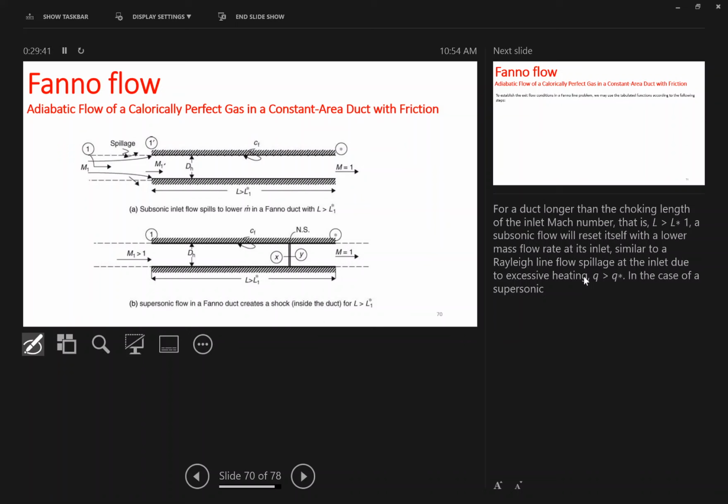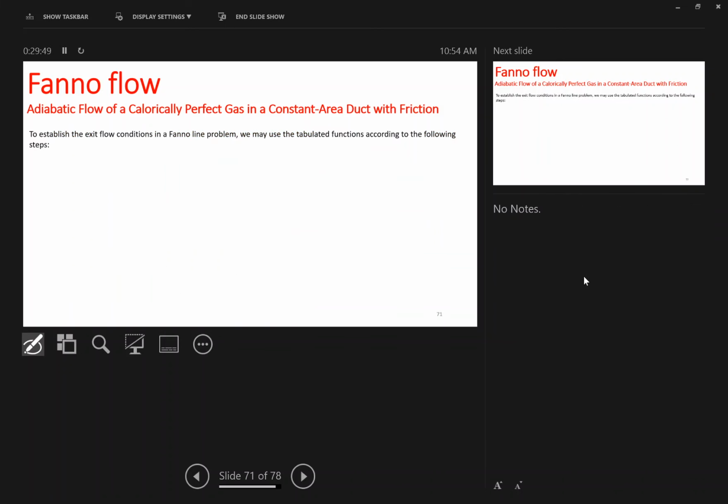Is there any questions about the Fano flow, Rayleigh flow, or anything else? No. So let's do this. We are going to try to essentially come up with a solution procedure for this type of flows, Fano flow and the Rayleigh flow. The focus is going to be on the Fano flow, but you can apply the same procedure or the same ideas to the Rayleigh flow solutions as well. Okay? And the goal here in these type of problems is to establish the exit flow conditions, right?